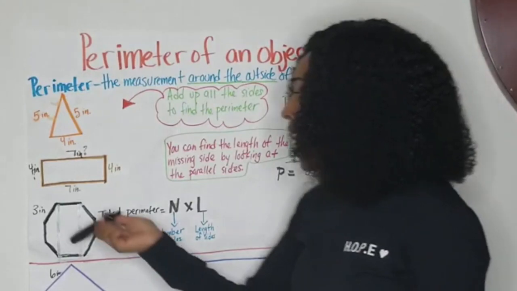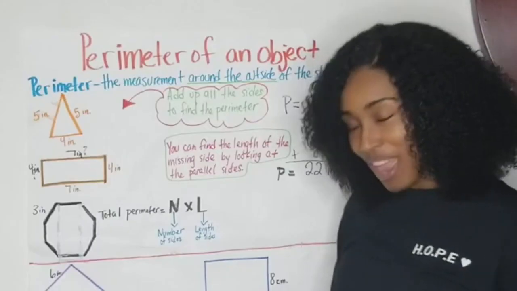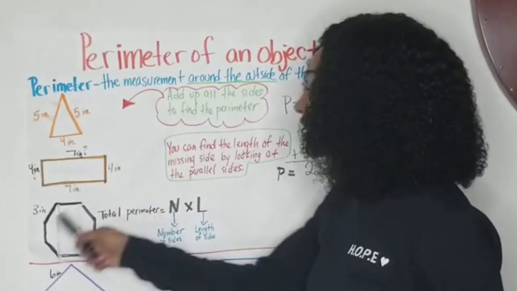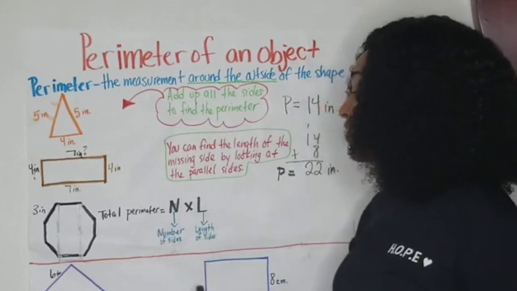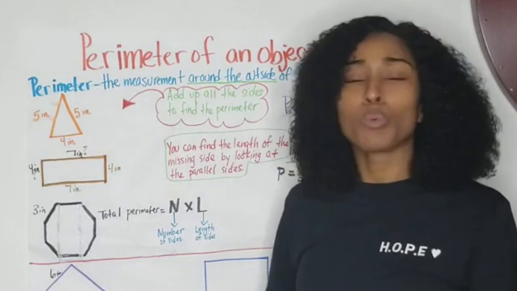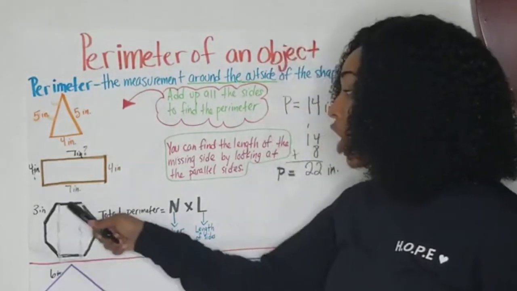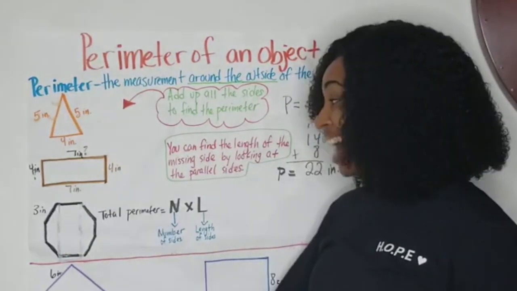All right, now, let's look at this one. Who knows what shape this is? Good, it is an octagon. Yes, an octagon has 8 sides. Now, we're going to practice finding the perimeter down here for regular polygons. Regular polygons are polygons that have all sides that are straight. And also, all sides are equal.